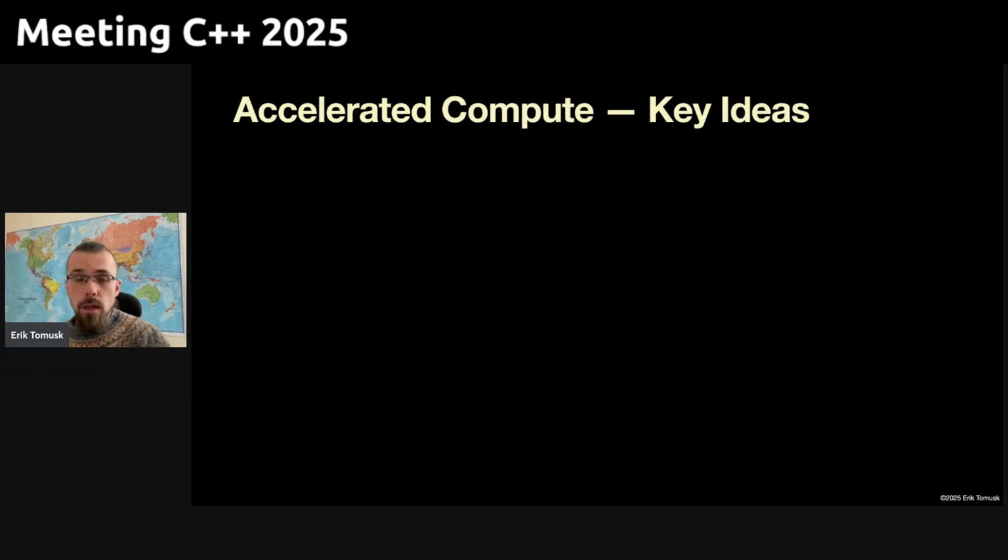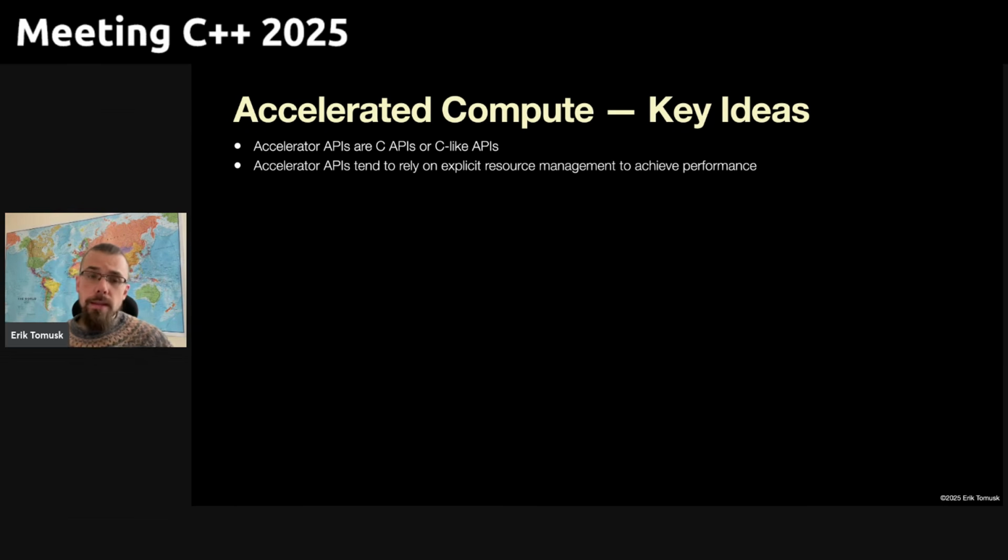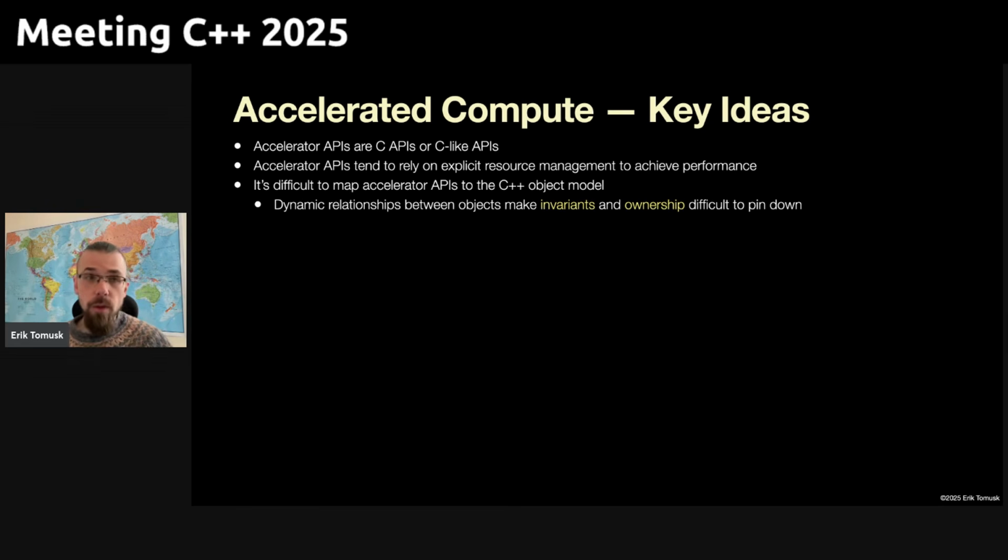All right, so let's summarize the key ideas from this accelerator compute section. Accelerator APIs are C APIs or C-like APIs. They tend to expose explicit resource management so that you can achieve performance with them. It's difficult to map accelerator APIs to the C++ object model because there are dynamic relationships between the objects in the accelerator APIs, and this makes it difficult to pin down what the invariants should be and what our view of ownership should be. RAII can be a liability without a clear view of ownership because we can end up with dangling references.